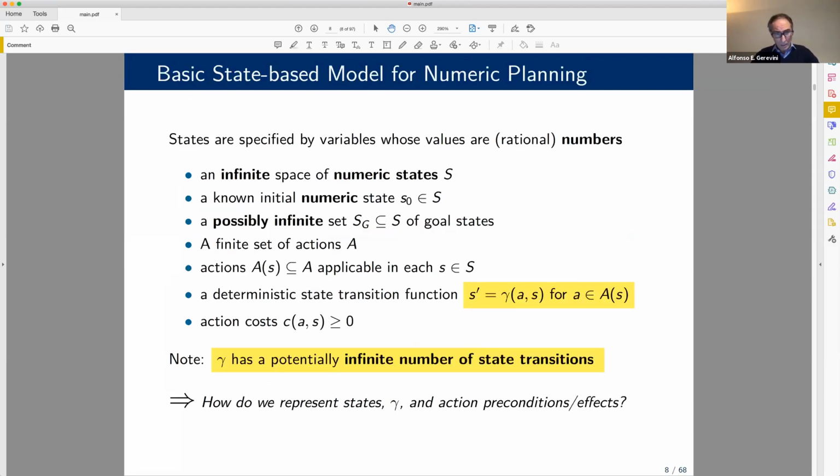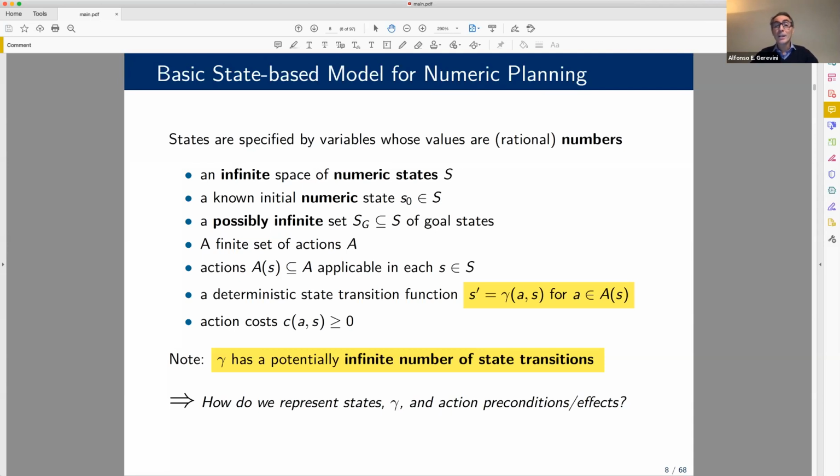Okay, so let's go back to the basic state-based model for planning and enrich it with numerical information. What are the most significant changes? First of all, the space of states is not finite anymore, because since we have numbers, and typically we use rational numbers, we can have an infinite set of states in our problem. Then we have states that are not only propositional states, but numeric states, and we have an initial numeric state. We will describe in more detail what a numeric state is soon.